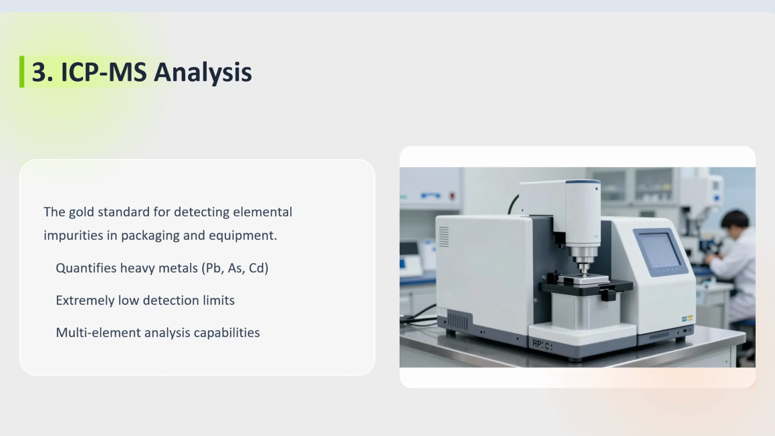ICP-MS is extremely sensitive and can detect metals such as lead, arsenic, cadmium, and nickel at very low levels. This technique is widely used to comply with elemental impurity regulations, such as ICH Q3D. In E and L studies, ICP-MS helps ensure that metal contamination from packaging materials remains within safe limits.